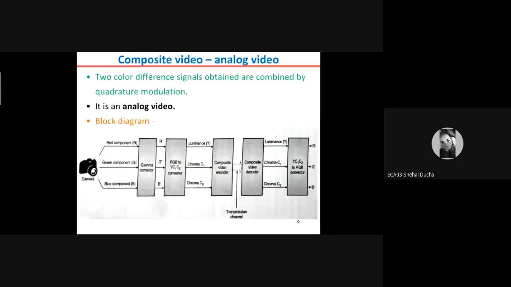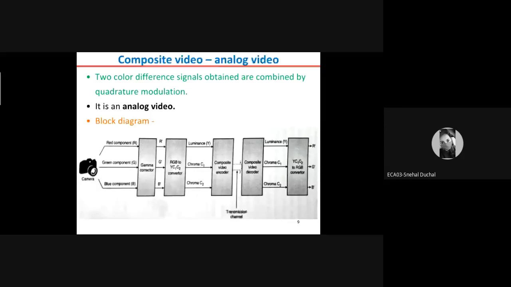So what is Y? What is C1? What is C2? Y is referred to as luminance and C is referred to as chroma. In the sixth unit we also study the two different channels for a video. One is a luma channel and another is a chroma channel. These are the two different channels for a video.